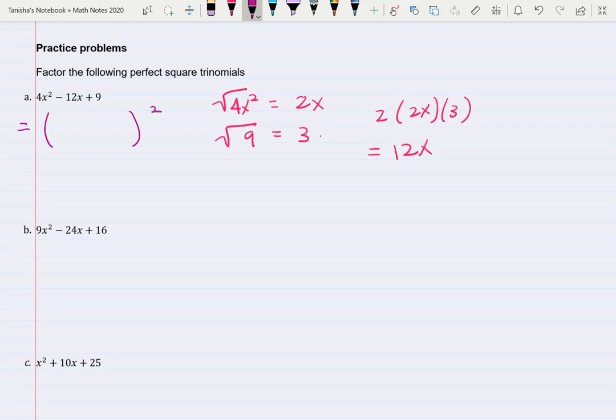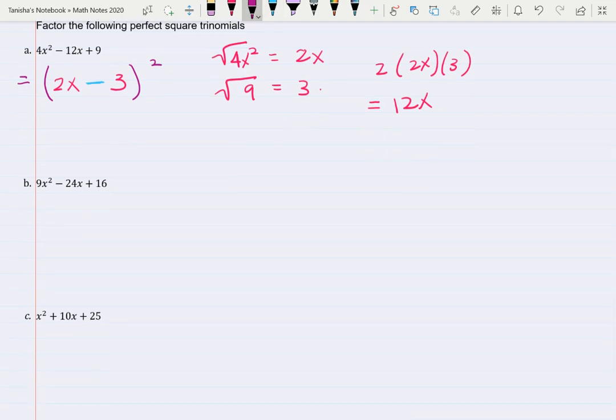So we know that the factored form is going to be a binomial squared. What are the terms in the binomial? Well, it's going to have a first term that's the square root of your first term of your trinomial. The last term is the square root of your last term of your trinomial. And the sign in between your two terms in your binomial is going to be the sign of your middle term in the trinomial. Done.